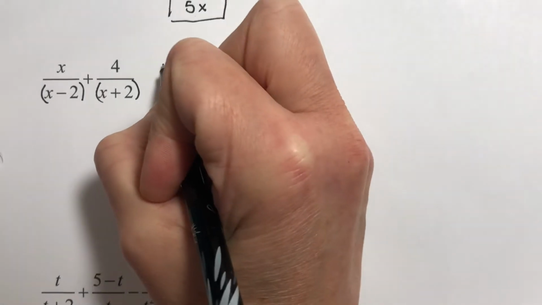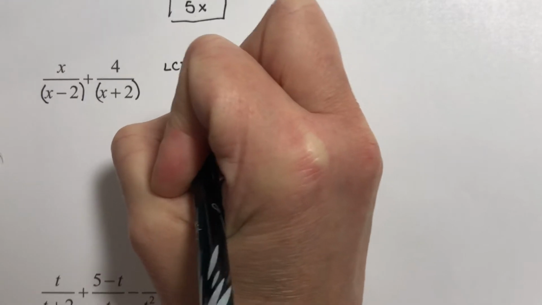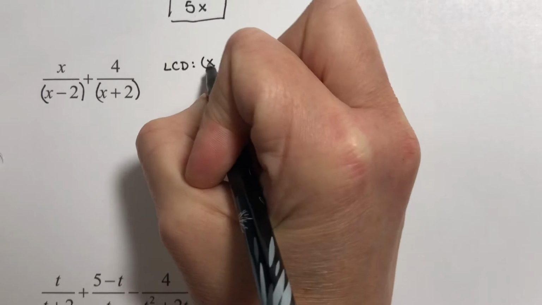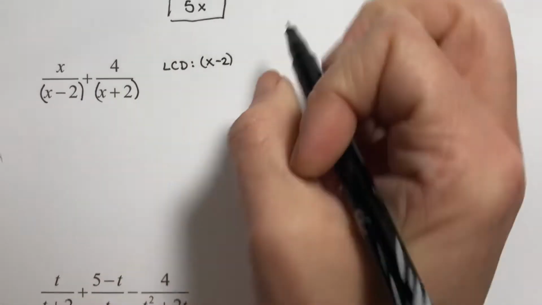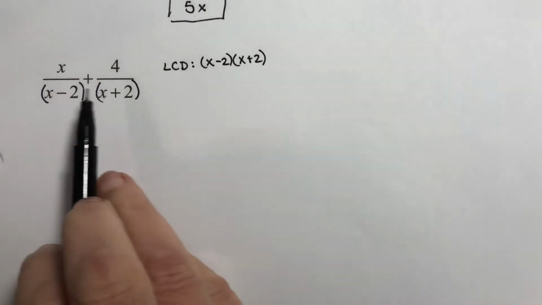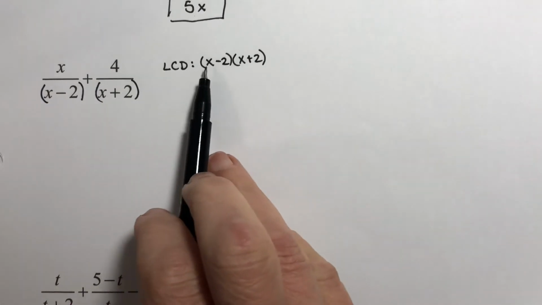We need to find our LCD, which means we look at every single factor that appears. I have an x minus 2 factor, and I have an x plus 2 factor. The largest exponent that appears in either one is a first power.